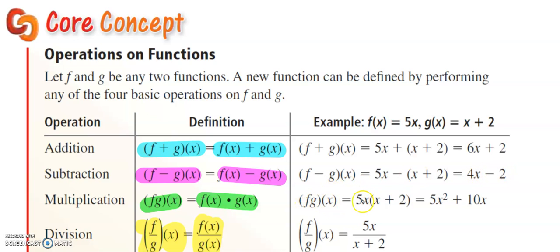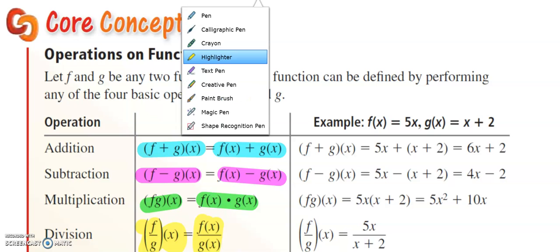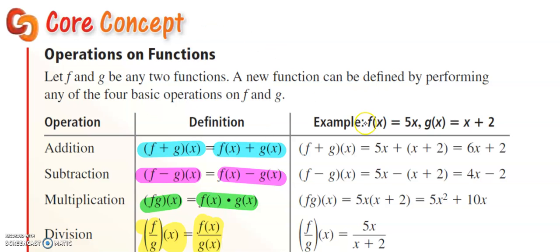f times g of x is 5x times x plus 2, so distribute, and we get 5x squared plus 10x, and f over g of x is 5x over x plus 2. Remember, the x here is just telling us that it is the input to the function. It's the same as when we write just our function notation f of x, right? This isn't saying do f plus g and then multiply that answer by x. It's just saying that I have f of x plus g of x. They are both functions of x. Okay, so that's combinations of functions.